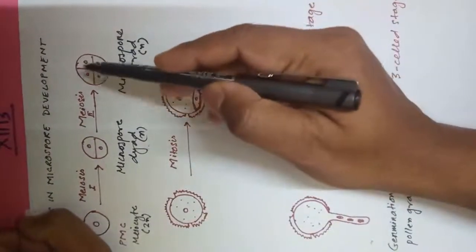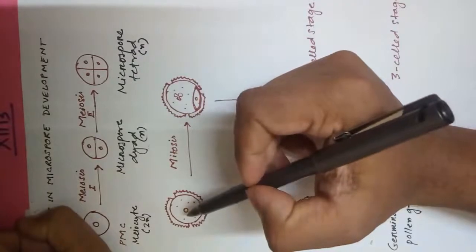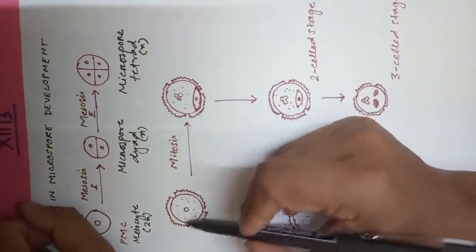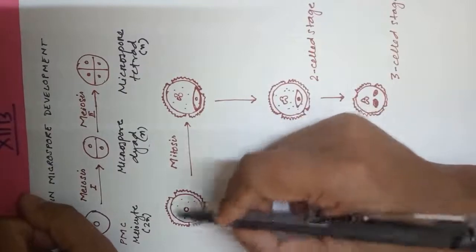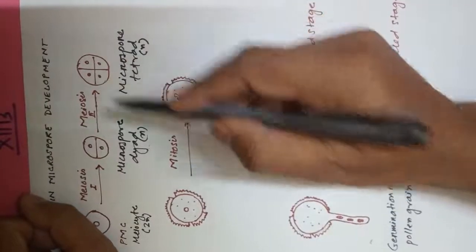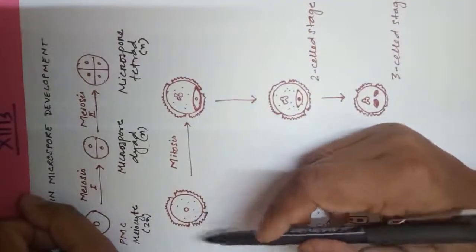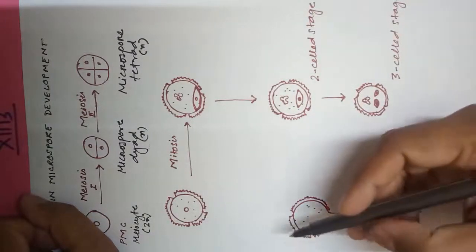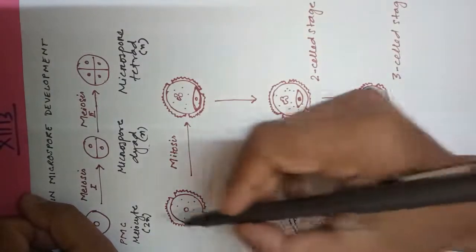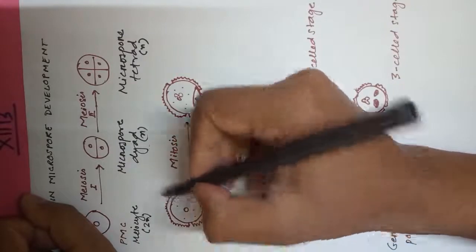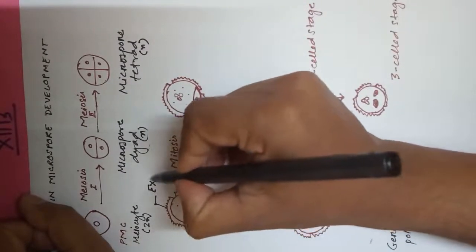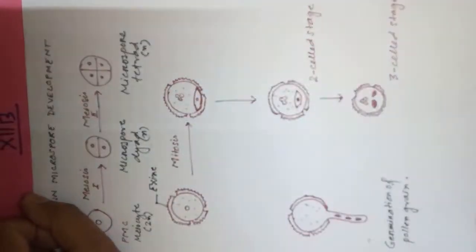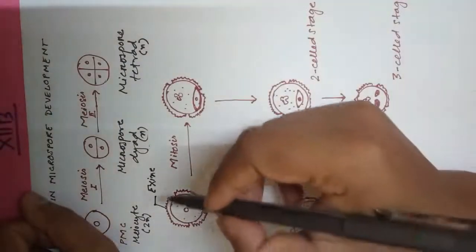Out of these four microspores I have taken only one cell, and here I have shown some details in one of the microspores. So this is a microspore. Let me label the details. You can see the outer structure is spiny in nature, yes or not? This spiny outer structure is called exine.